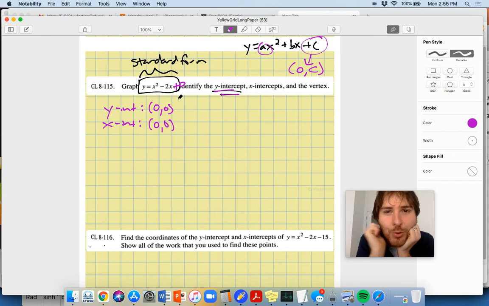Don't we usually have 2 x-intercepts? Not just 1, but 2. Yeah, we do. Check it out. I'm going to show you a neat little trick here.